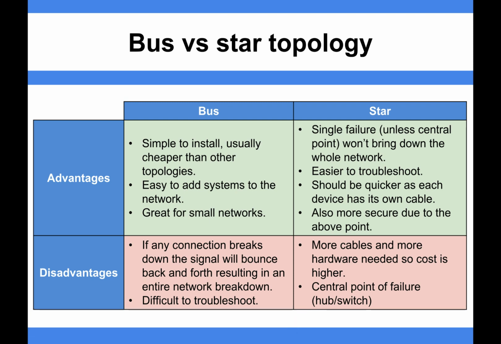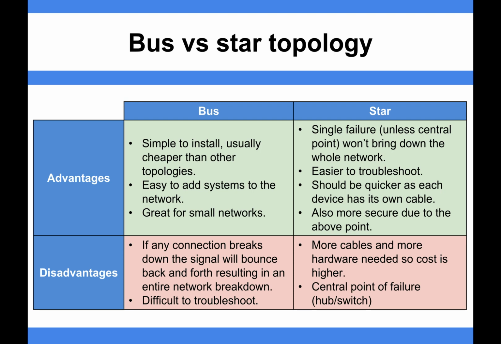So, advantages of a bus: it's simple to install and it's usually cheaper than other topologies because of the cabling and lack of hardware that you need. It's really easy to add systems to the network, because if you want to join a new computer to the bus topology, you can literally just use one of those T connectors or a vampire tap and join into that backbone, and you're there. And it's a decent solution for very small networks.